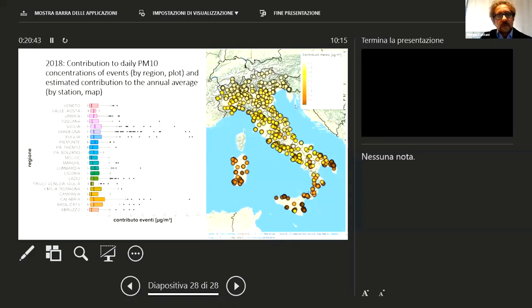And overall, these outbreaks also lead to a contribution to the annual average, ranging between some 0.2, 0.4 micrograms per cubic meter in the north of the country, to 2, 3 micrograms per cubic meter in the southern side. Okay, I think I've completed my time. So thank you very much for your attention, and I hope you have enjoyed this presentation.